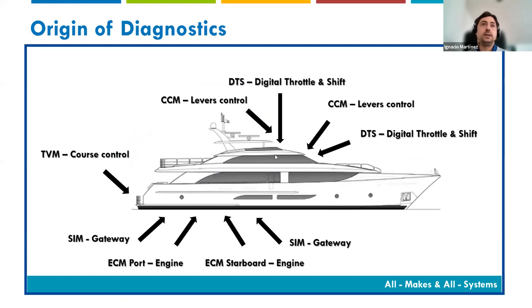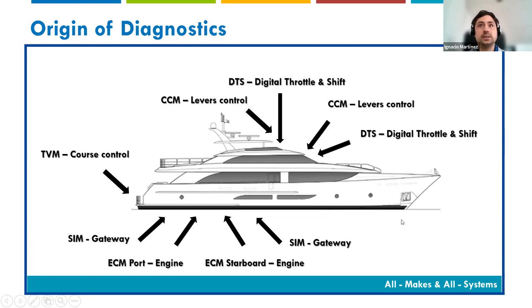This is very visual. We have a mega yacht here with multiple systems. I think we have 8 or 9 electronic systems with 8 or 9 electronic control modules, so we need to connect to each of them. This is an example with two Cummins engines, port and starboard, and then we have all those peripheral Mercury SmartCraft systems to control the vessel.